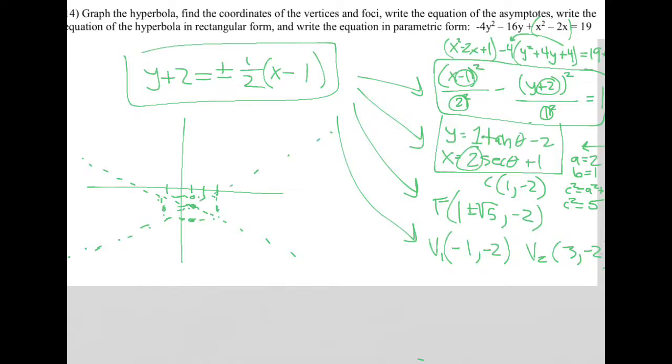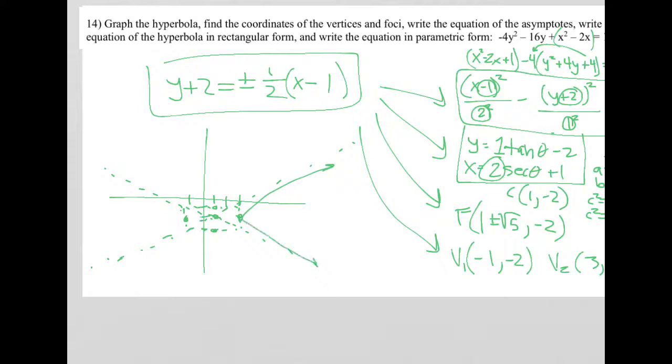And I know that this hyperbola is running horizontally, which means that those 2 points are going to be my vertices. And I can sketch in both branches to the best of my ability, which isn't always super pretty, but there we have it. And we're super done.